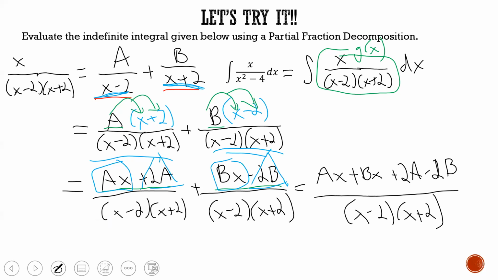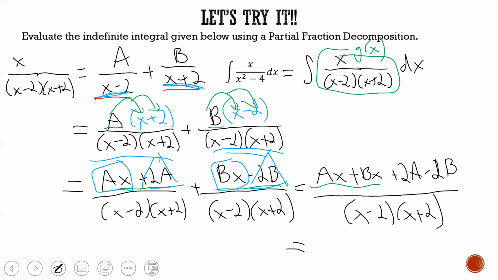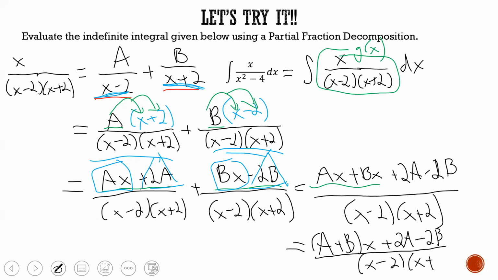All right, and then we'll do one more little simplifying piece here. We notice that the first two terms in our numerator, the ax and the bx, have the x in common. So we'll go ahead and factor that out to the right. So this will become a plus b times x plus 2a minus 2b, all over x minus 2 times x plus 2.